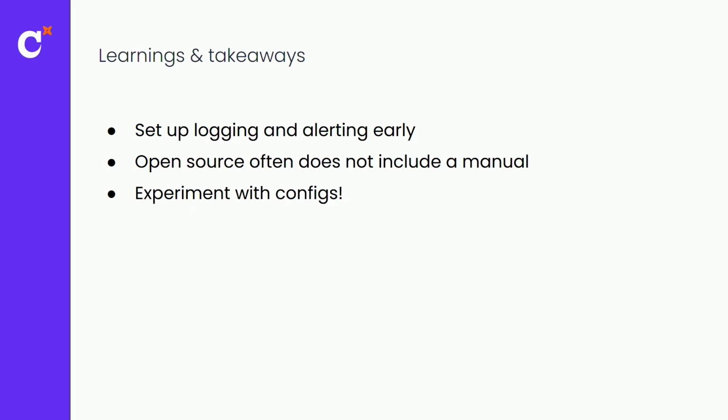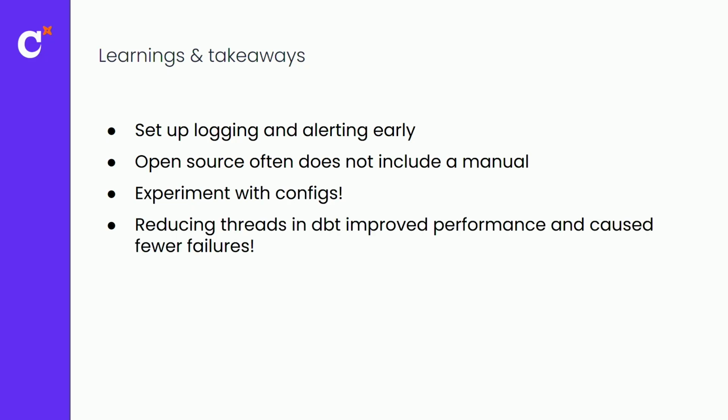Third, experimentation can drive performance. We actually found that reducing the number of threads that we ran in DBT from 8 to 4 improved performance because it was creating less load on our Iceberg Metastore database, which couldn't really keep up. So our jobs ended up completing faster and caused fewer errors just by reducing the threads, for example.